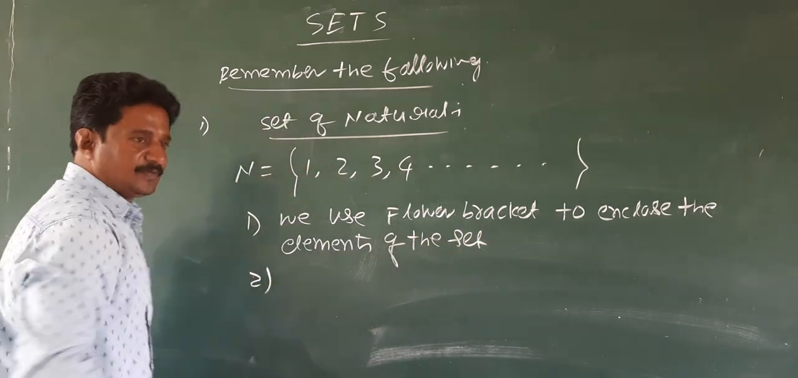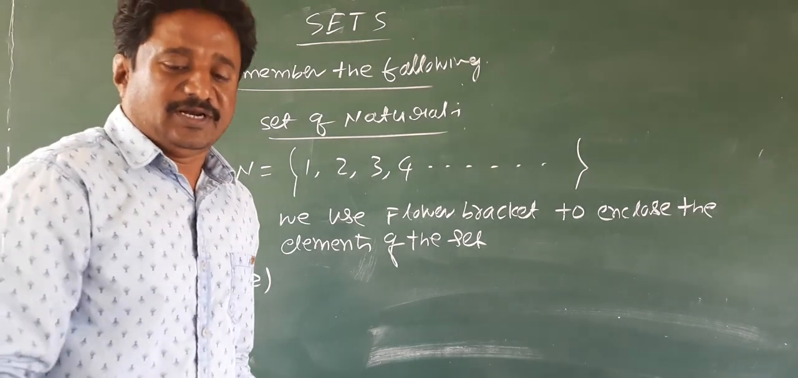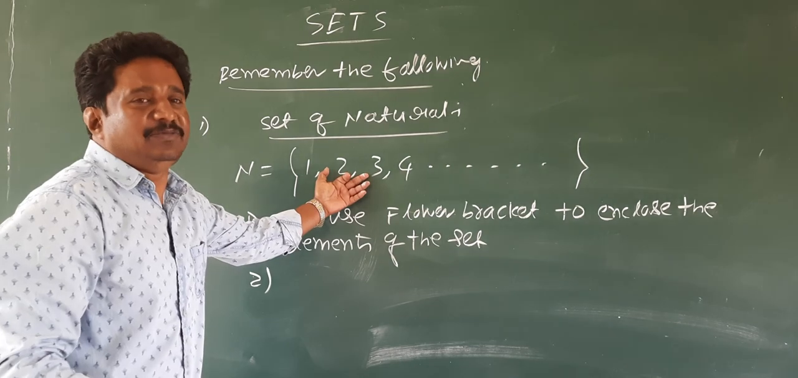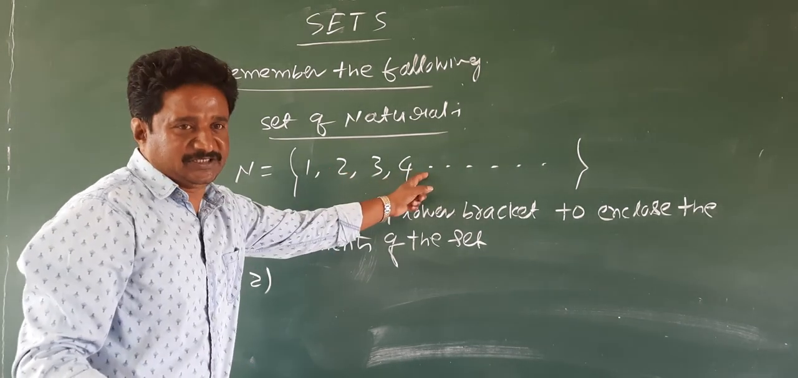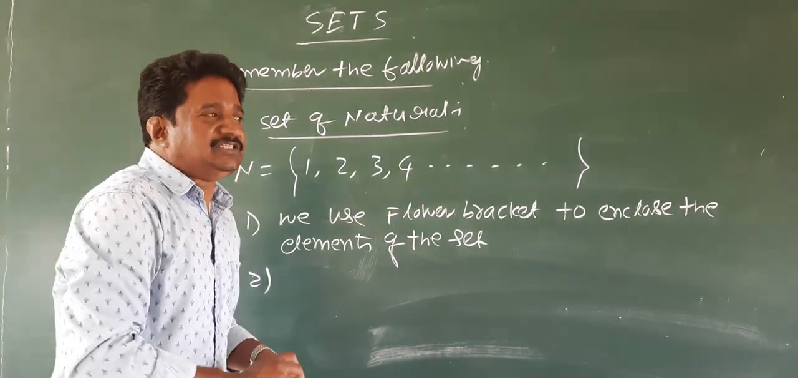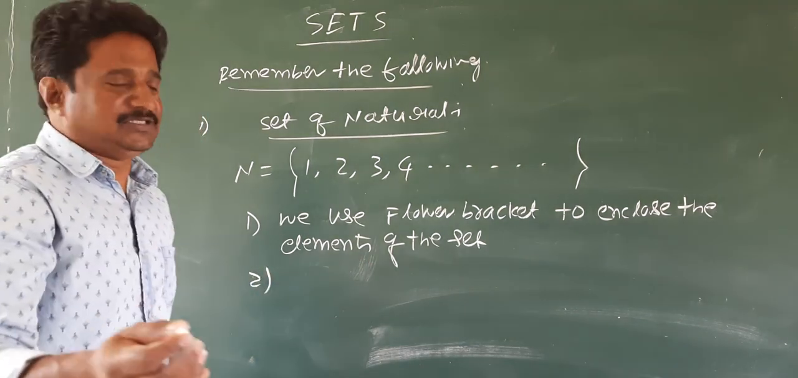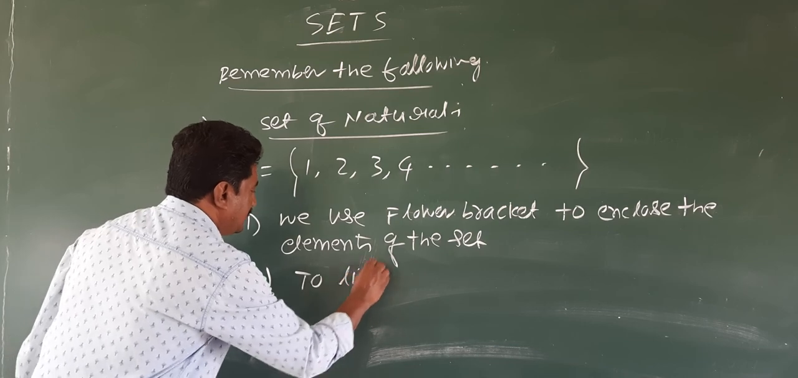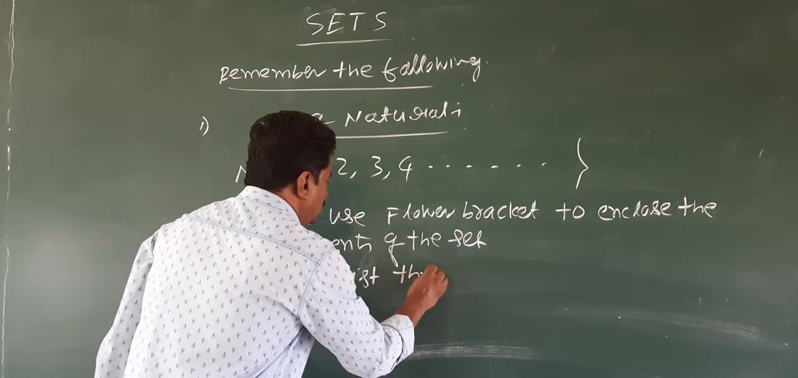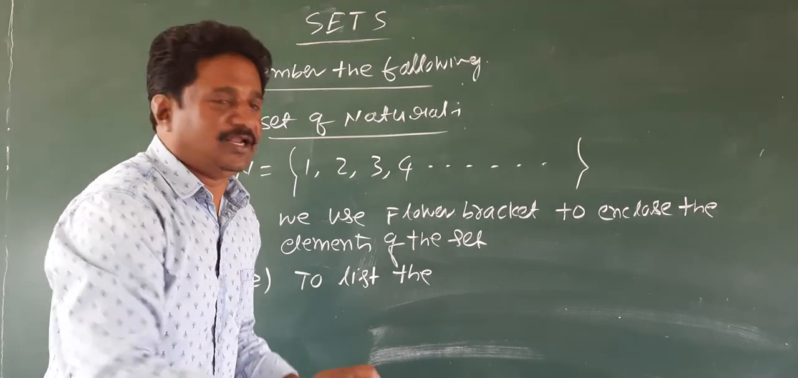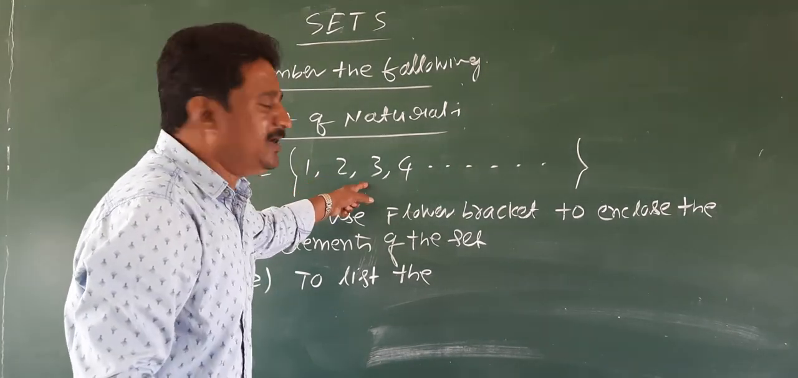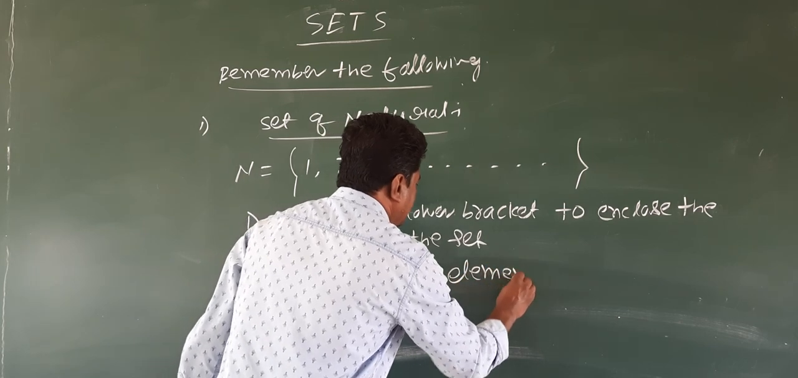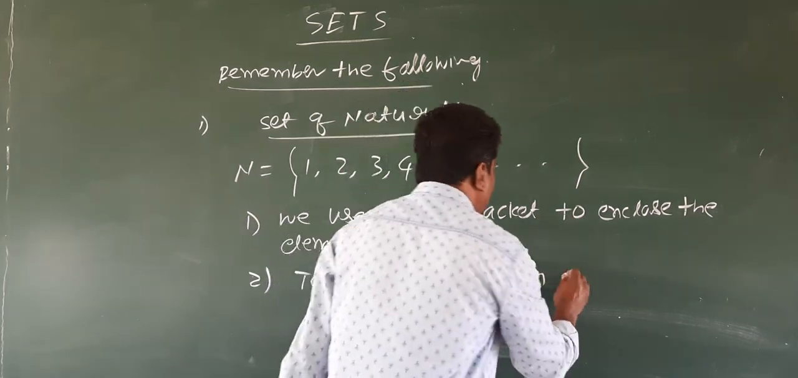Second one. While listing the elements, listing means collecting, we use commas. To list, to write one after the other: first element, comma, second element. To list the elements, commas are used.